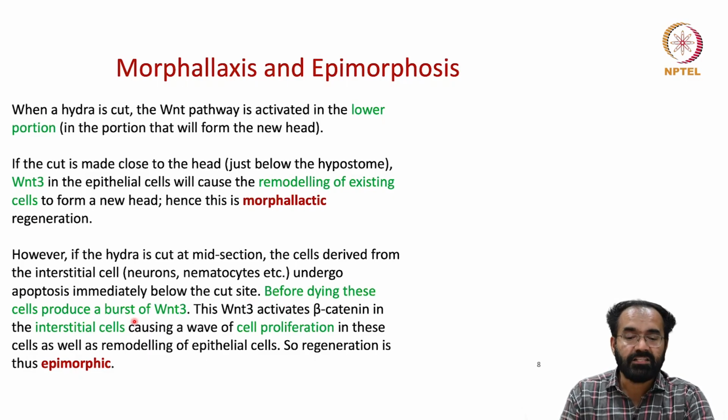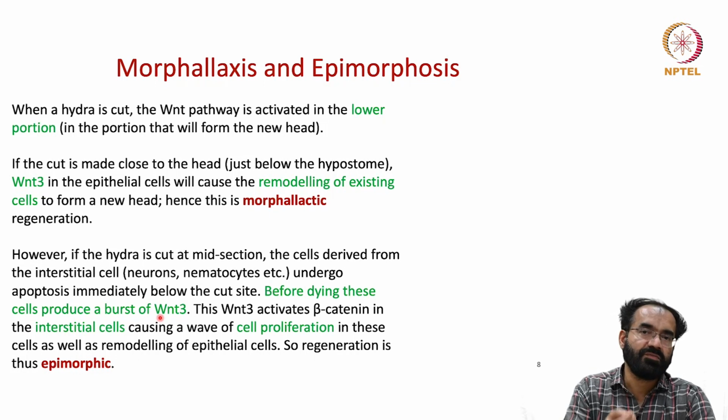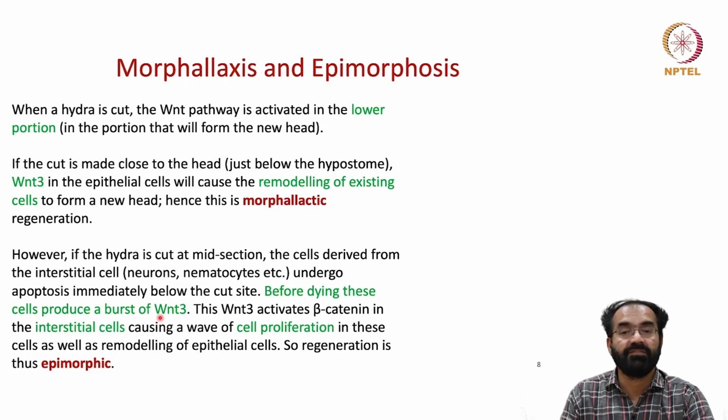Before dying, these cells produce a burst of Wnt3. Wnt is stored in the cells. In these cells, it is not released until your mechanical damage. They rupture, just like the release of PDGF from the platelets of your blood. They release it, and every cell that has a frizzled receptor will bind with this Wnt3.